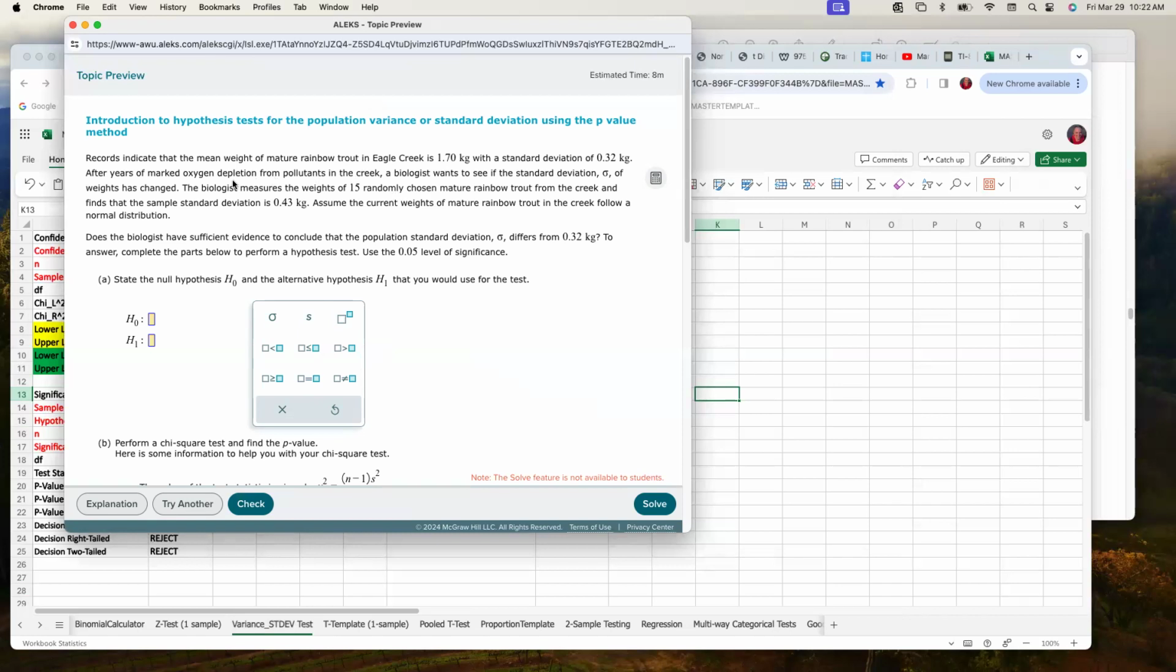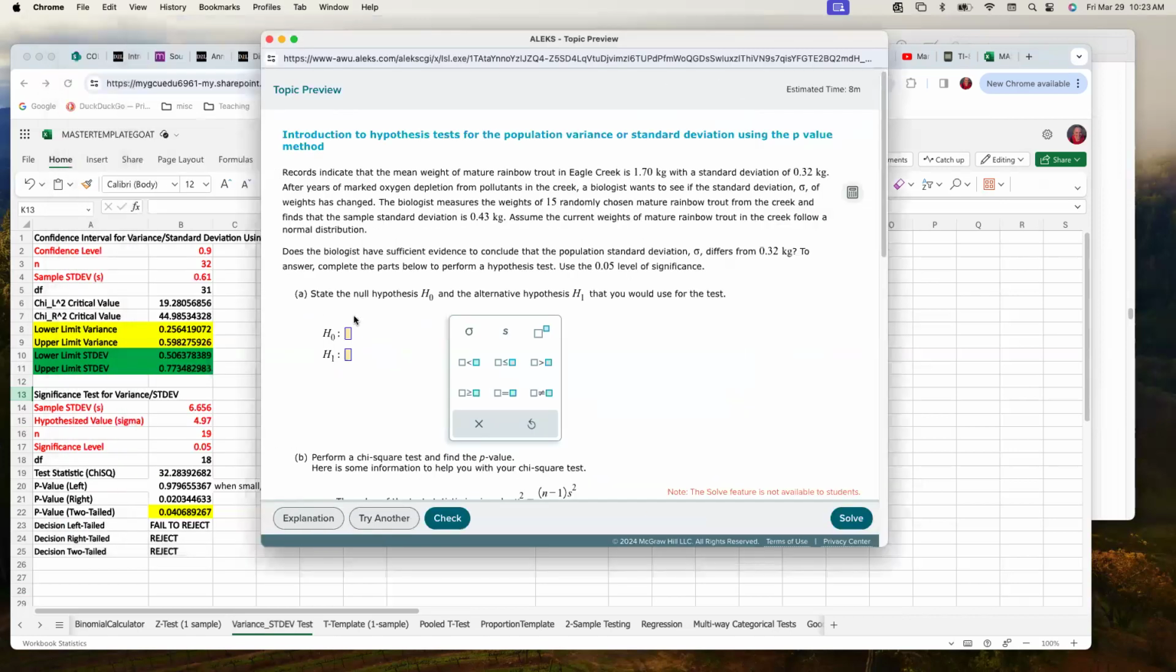All right, so we're talking about oxygen depletion from pollutants going into a creek. But anyway, the biologist has 15 that they measured, and they noticed that the standard deviation is 0.43. Okay, so we're now inferring about the standard deviation. The only difference now is we have to type in the values. They're just using sigma and not sigma squared because we're talking about the standard deviation.